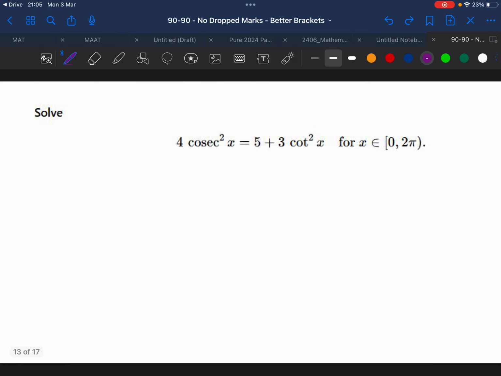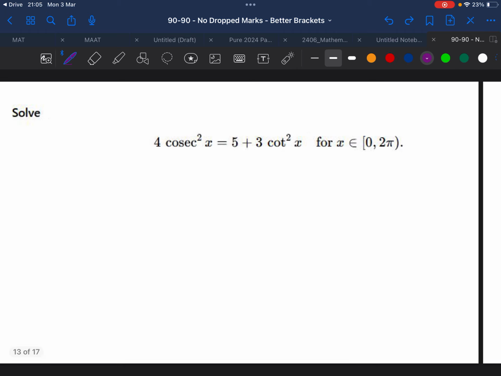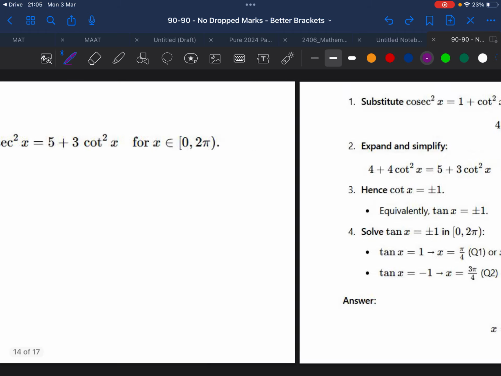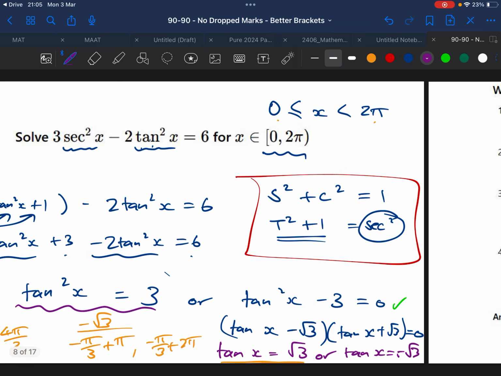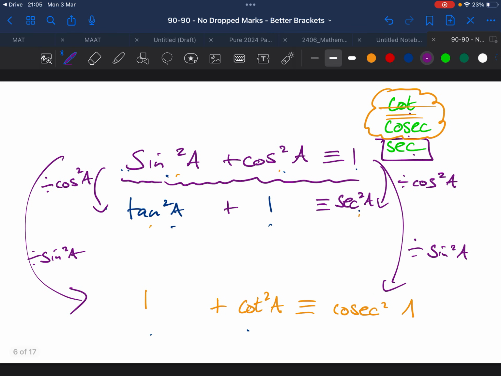There's one final question for you to pause and have a go at using the ideas we just said. And if you did that, you should have got these solutions on the screen. So I hope I've convinced you to make sure that you know your sine squared, cos squared identities and how they turn into these other cases here.